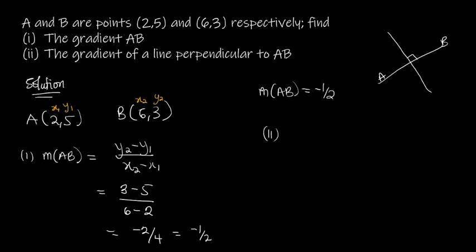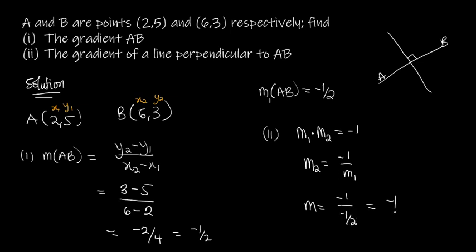So I'm going to say this is M1, that is the gradient of line AB. So my M1 multiplied by M2 should give me -1. So if I make M2 the subject and I substitute the value of M1, which is the gradient of line AB, I should be able to get the gradient of the line perpendicular to AB. So let's go ahead and look at that. So my M2 here will become -1 over M1. So my M2 is equal to -1 over -1/2.